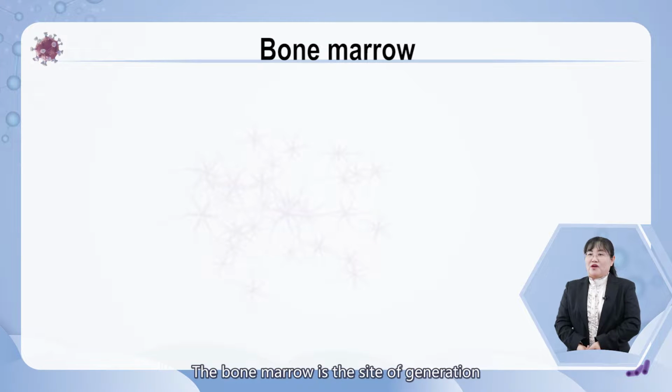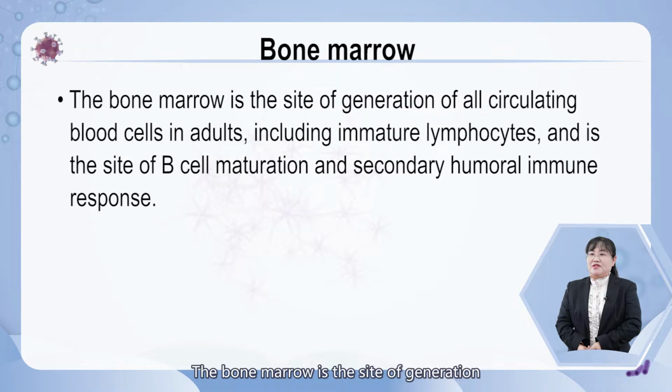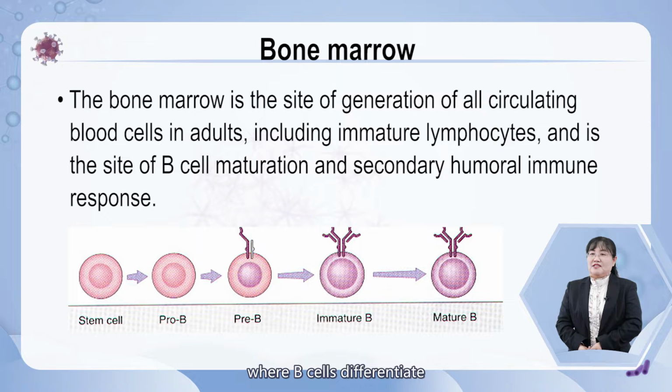The bone marrow is the site of generation of all circulating blood cells in adults, including immature lymphocytes. The bone marrow is also where B cells differentiate and mature. In addition, secondary humoral immune response occurs in the bone marrow.